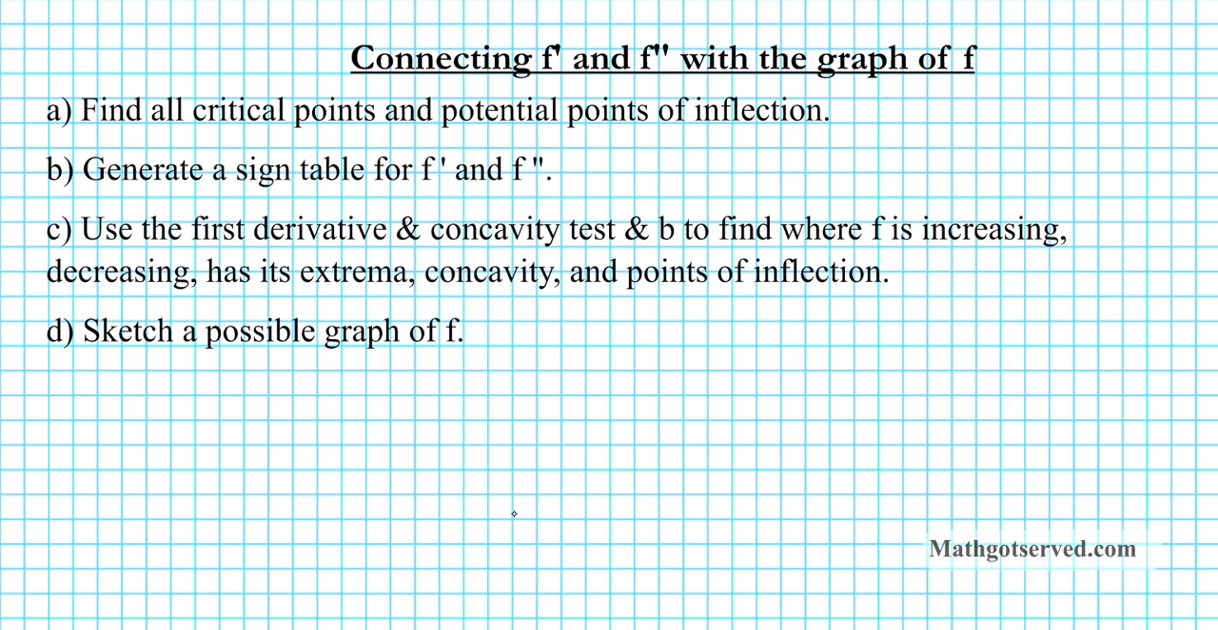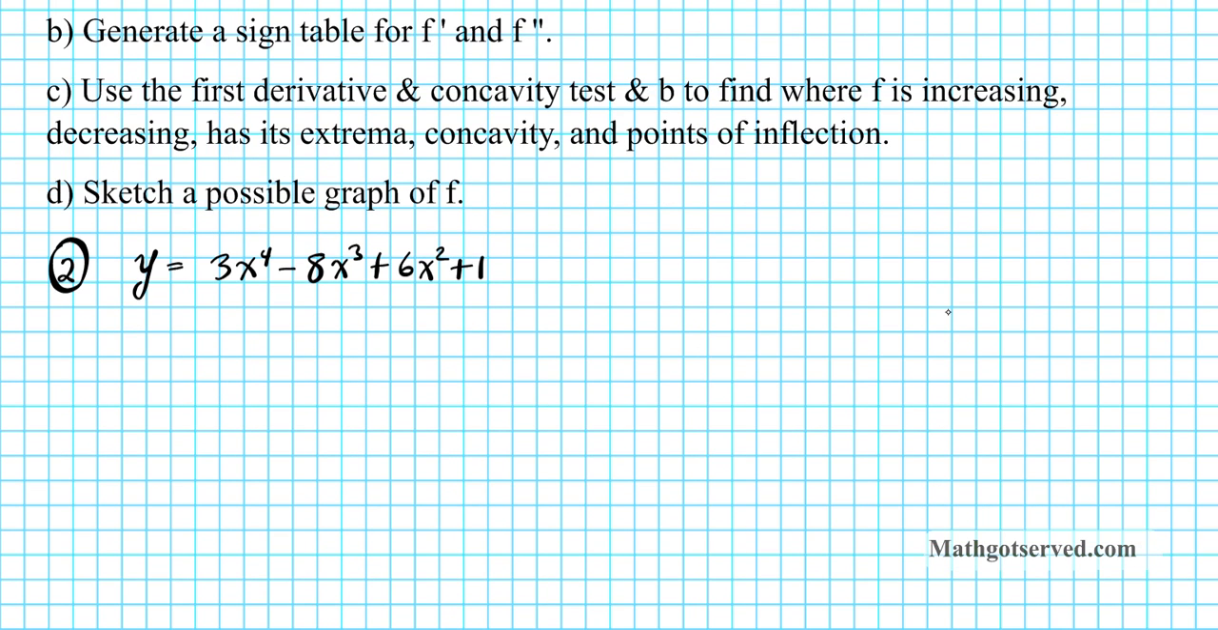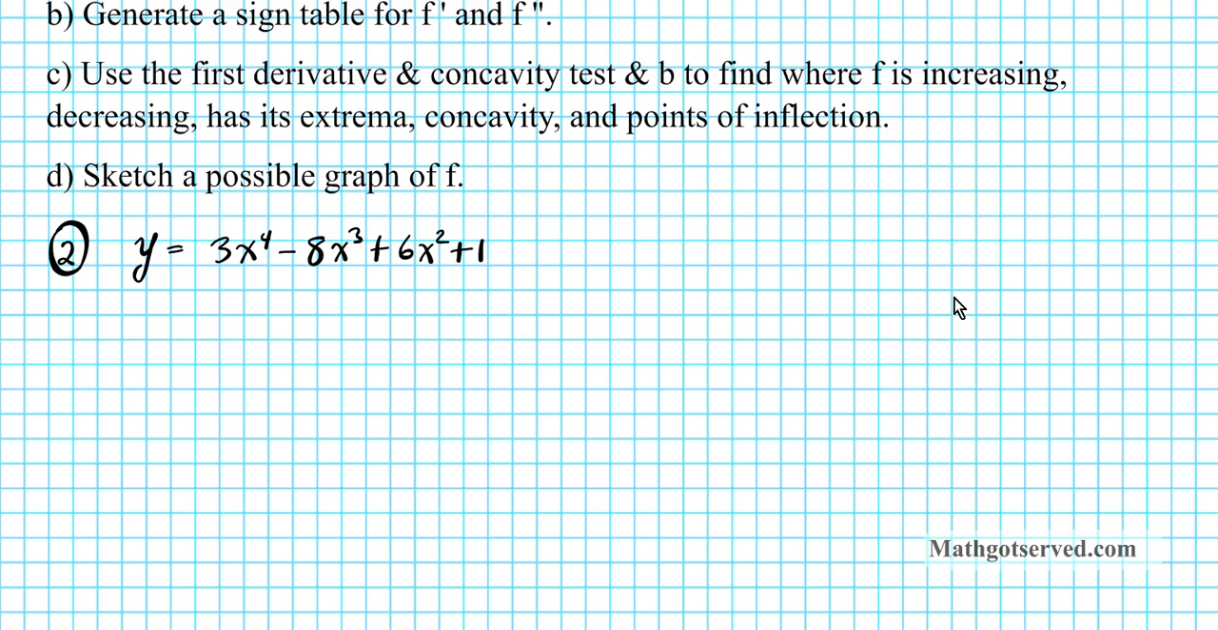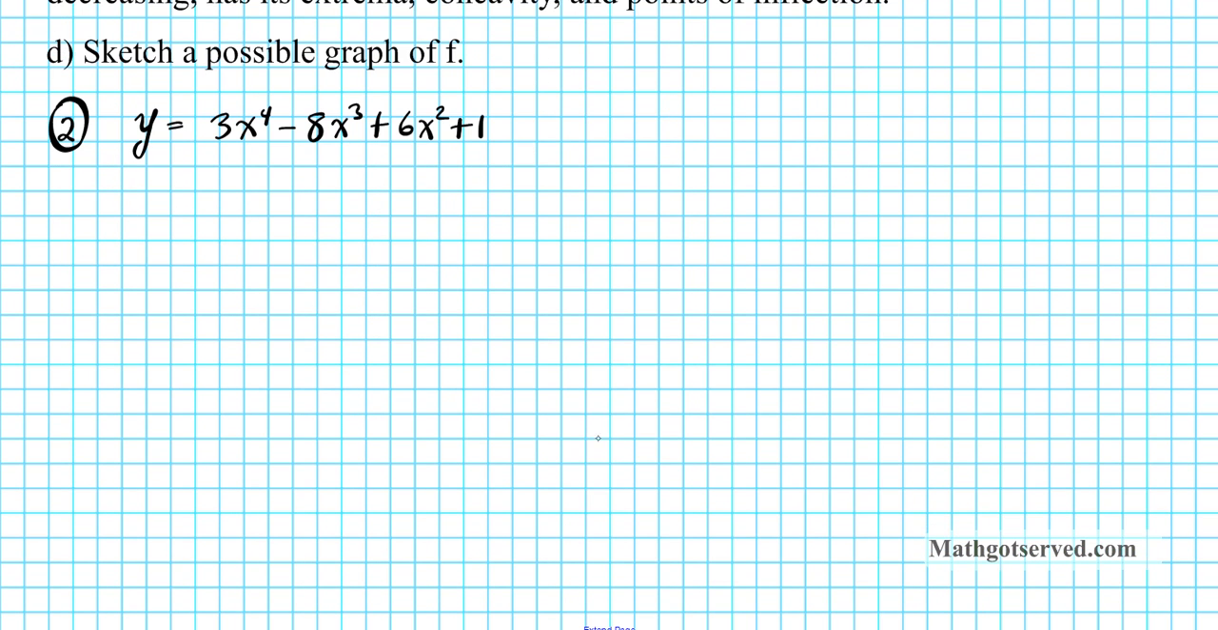So for this example, the function we are going to be considering, this is number 2, is y equals 3x to the fourth minus 8x to the third plus 6x squared plus 1. Alright, so we're going to start off by answering part A, which is to find all the critical points and potential or possible points of inflection. Let's start out by finding the critical points.